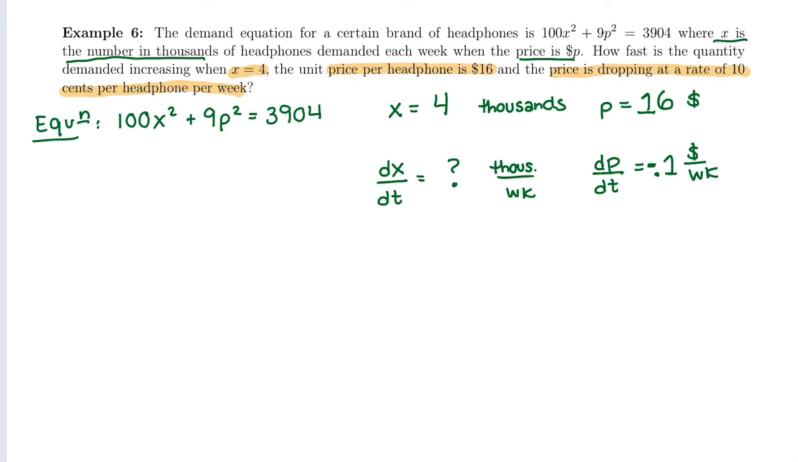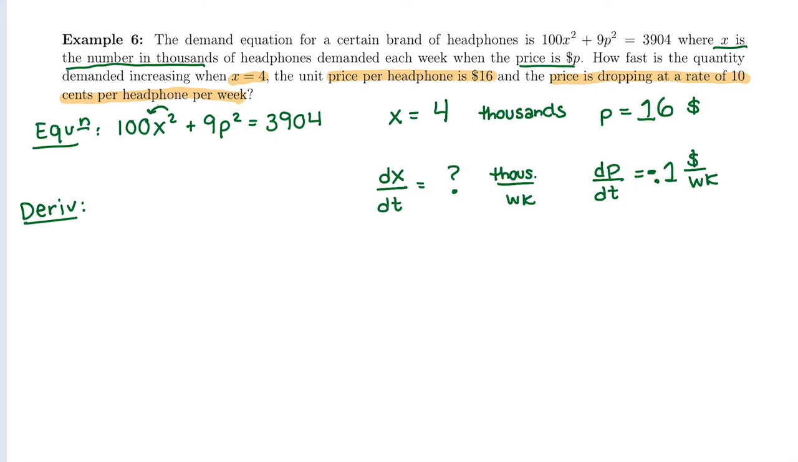So we're going to take the derivative of our equation here, and we're going to bring down the power, subtract from the new power. So our derivative is going to be 100 times 2 is 200x. And then we just took the derivative of x with respect to time. Bring down the power, subtract from the new power. Same thing for the next one. 9 times 2 is going to give me 18p. And that'll have a dp dt on it.